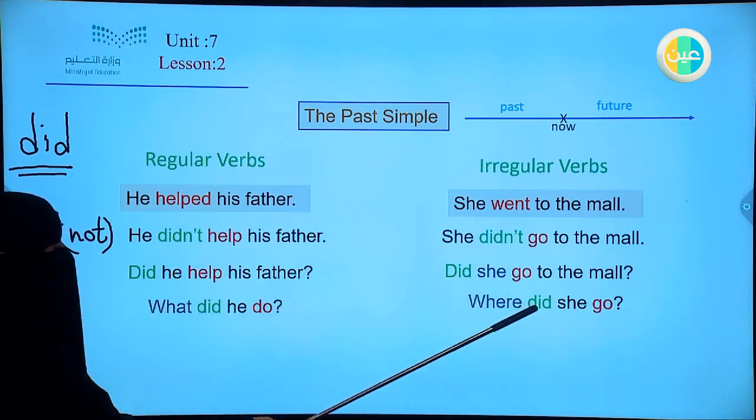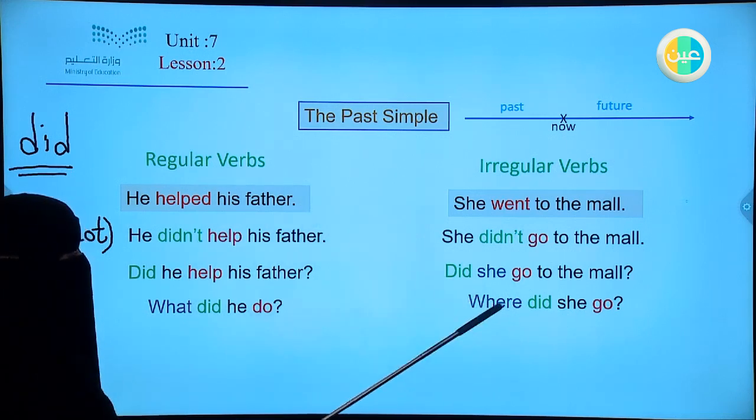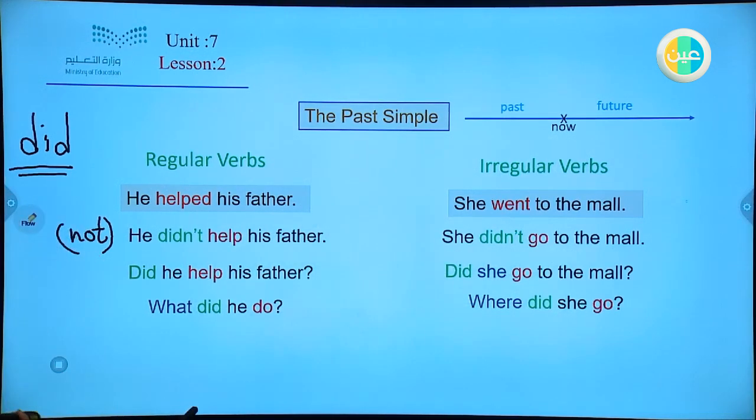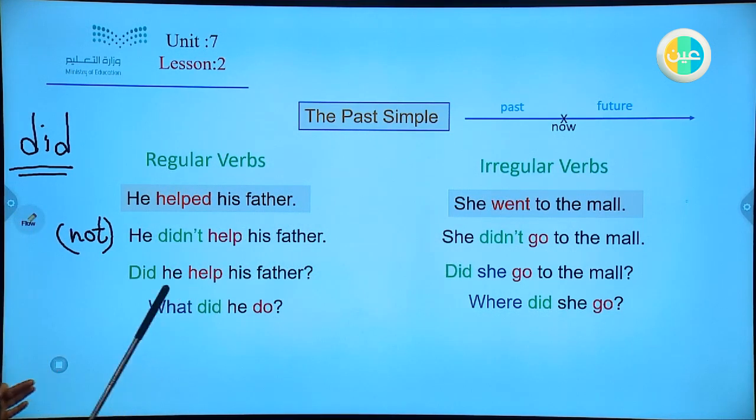We add the auxiliary after the question word. And then we continue the question. Where did she go? She went to the mall. Clear now? So in the past simple, we have two kinds of verbs. We have regular verbs and we have irregular verbs.